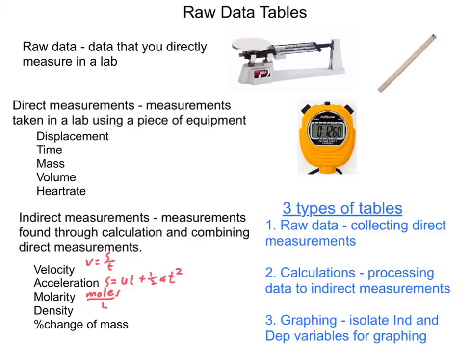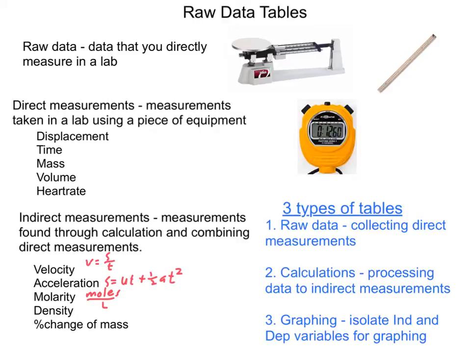So we need to differentiate now between direct measurements and indirect measurements. A direct measurement is any measurement taken using a piece of equipment in the lab. You actually see it with your eyes and then you write it down. These would be things like displacement or time or mass, maybe volume or heart rate. There you're not using your eyes necessarily as much as you're feeling the heart rate and using a stopwatch. Those are direct measurements. These are things you can record immediately.